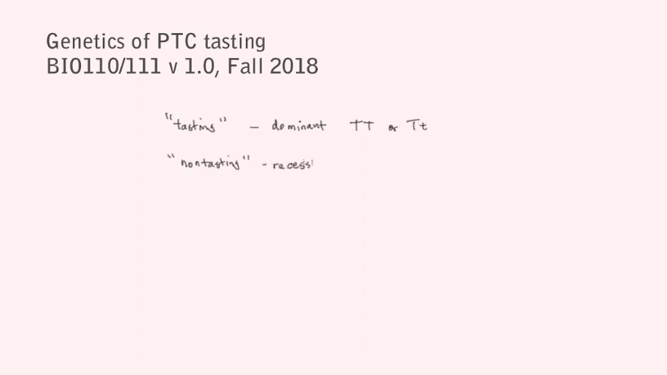If you taste the PTC on a little strip of paper, you're either big T homozygous or heterozygous. If you can't taste it, your genotype is little t homozygous, little t, little t. In this lab, we're going after the underlying biology at a molecular level. We already know this as a single gene polymorphism. It's inherited as a classic Mendelian trait with two alleles, big T and little t.